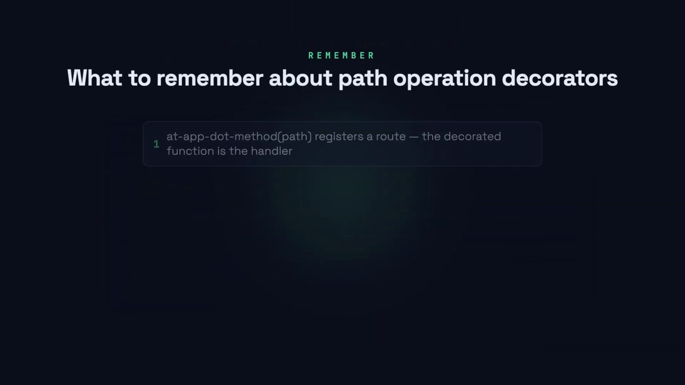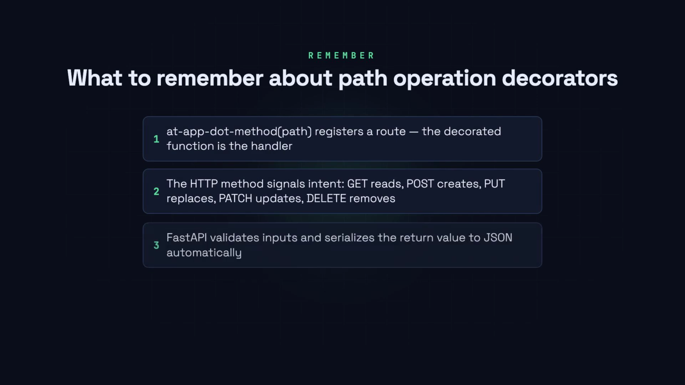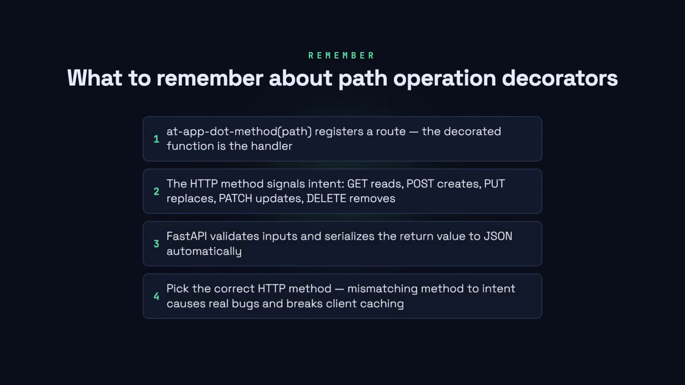To wrap up, a path operation decorator is the single line that binds a URL path and an HTTP method to a Python function. FastAPI takes care of validation, serialization, and documentation behind the scenes. The most important discipline is choosing the right HTTP method for the job, GET for safe reads, POST for creation, and so on. Get that right from the start, and your API will be predictable for every client that consumes it.